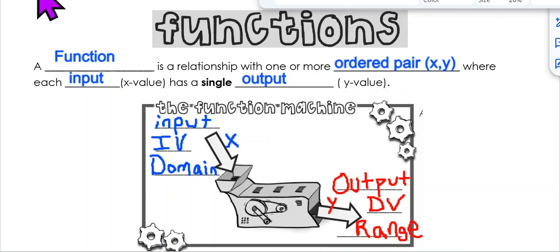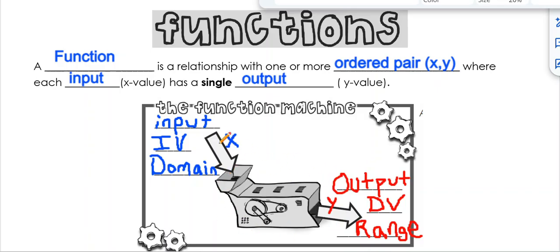All right, so today we're going to learn the next thing about functions. Okay, so functions, remember a function is a relationship with one or more ordered pairs. Remember, an ordered pair is x, y. It's a point, right? A point on a graph, where each input or x value has a single output or y value.